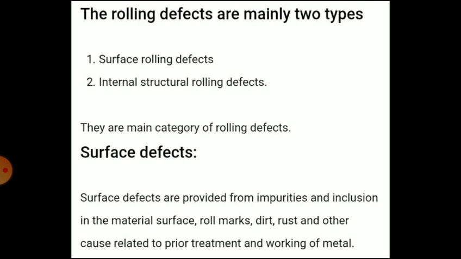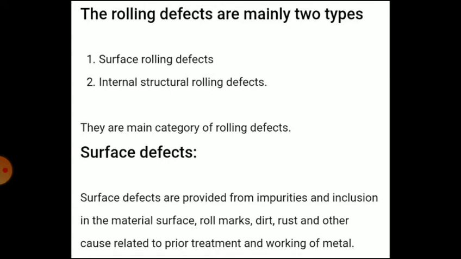Good morning. Today we will discuss rolling defects. There are two types of defects which can be observed in rolled products. First is surface defects and second is internal structural defects. So these are the main categories of rolling defects.